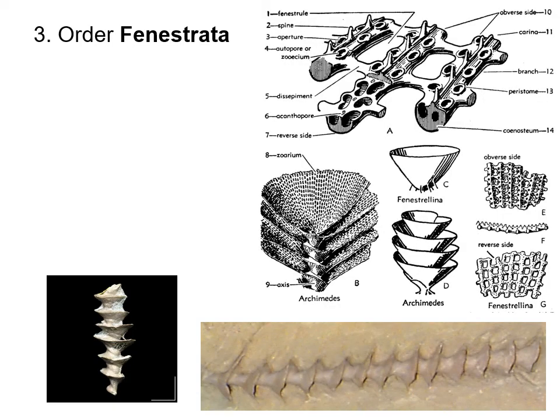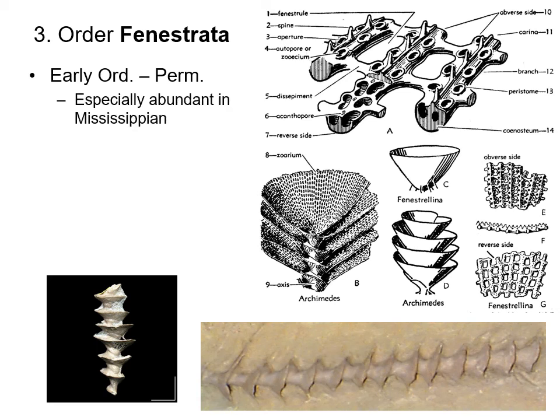Our third order is really kind of a famous one, order Fenestrata, the fenestrate bryozoans. These are around from the early Ordovician through the Permian, but they are especially abundant in the Mississippian. In fact, one of these taxa, Archimedes, is the only bryozoan index fossil. They make these very distinct lacy colonies, and it's actually in the crossbars of the lace that we have our individual apertures for each zooid.